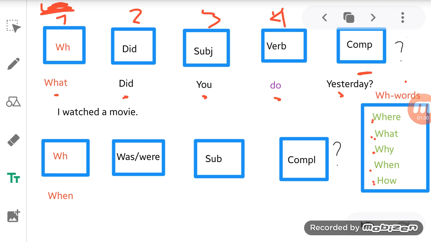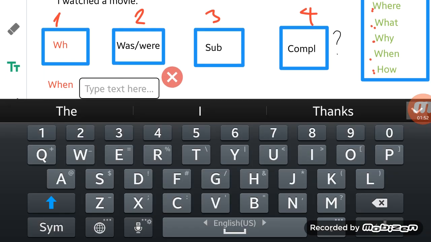Now, when we have WH questions with was and were, we need the extra element. What is the extra element? Remember the WH word. The WH word is element number one. Then we have was and were, the subject, and complement. For example, when we have the WH word, when, think about a question with that. I could ask, when were you born?